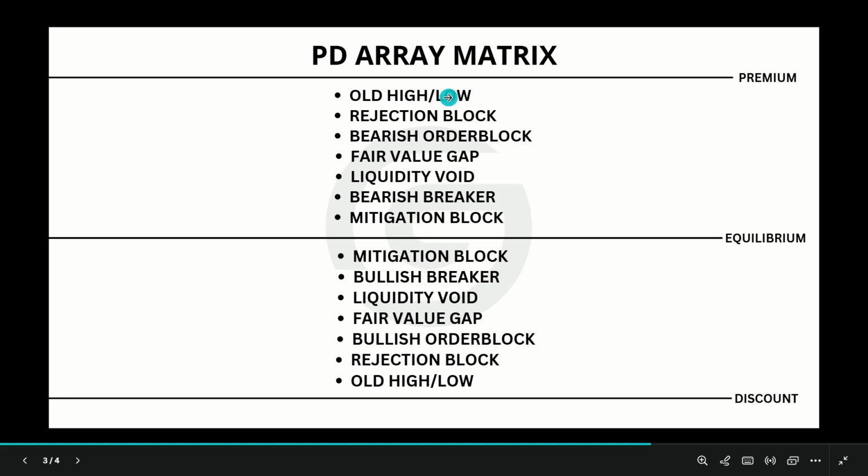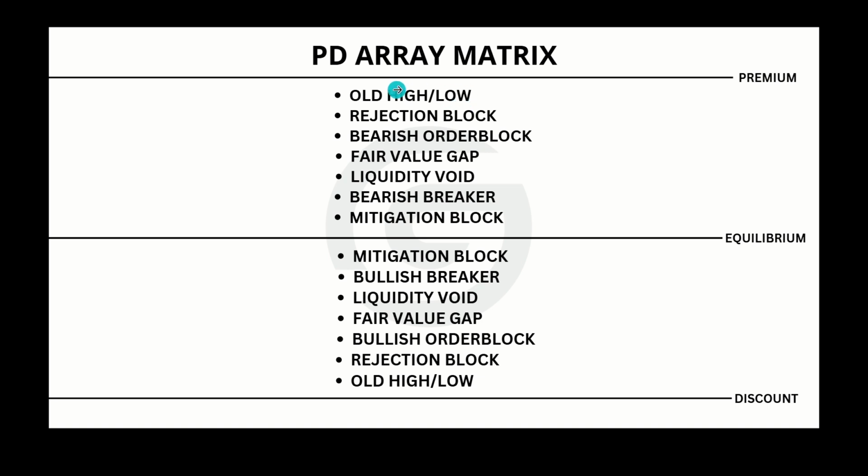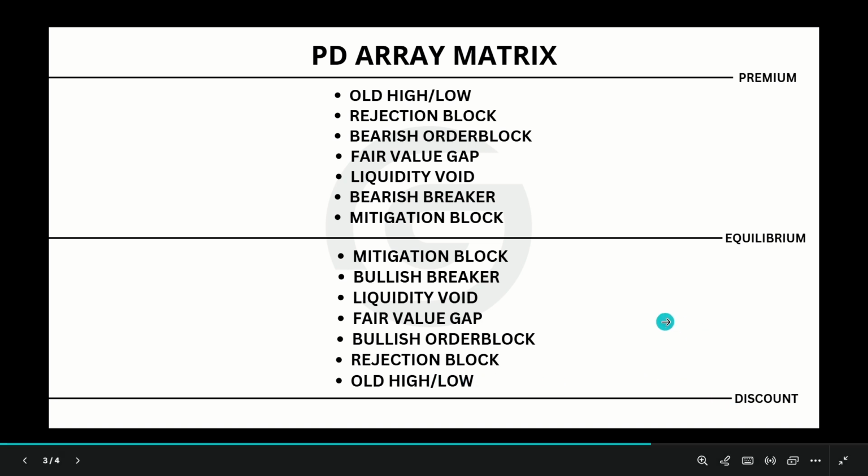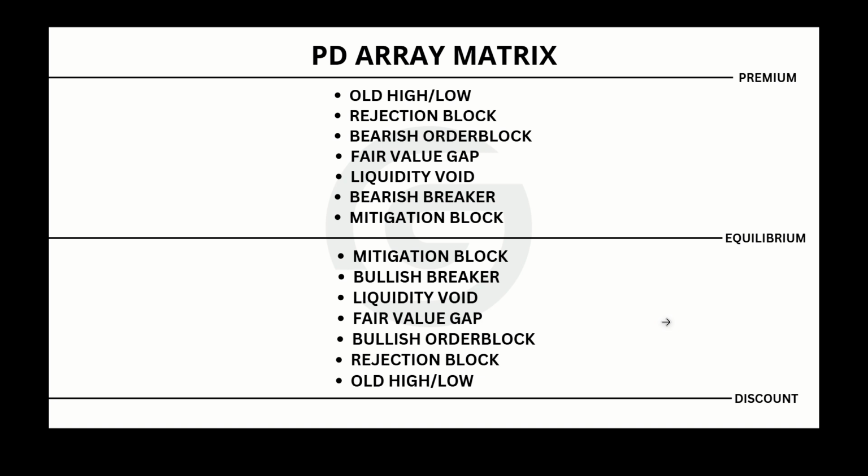I put this low here, but it's just for explanation. So the old high, OLD, it means old, so it's old high, and here it's old low, not high, and here it's not low, only high. But it is the first PD array in premium. High is the first PD array in the premium area of the range, and the low is the first PD array in the discount area of the range. So the entire PD array matrix starts from high and low. If you look at the premium, then it starts from high.